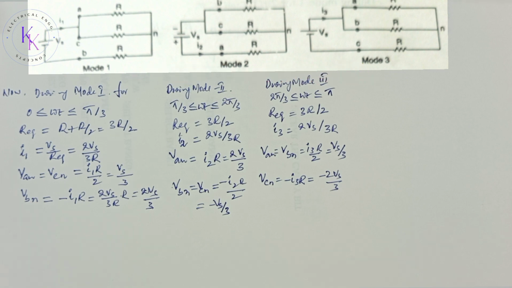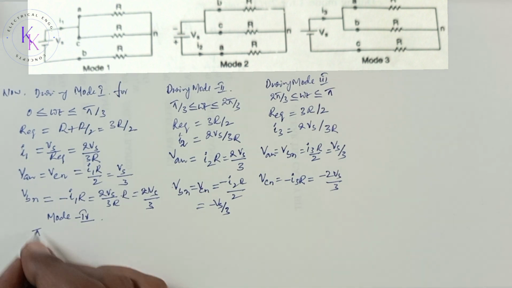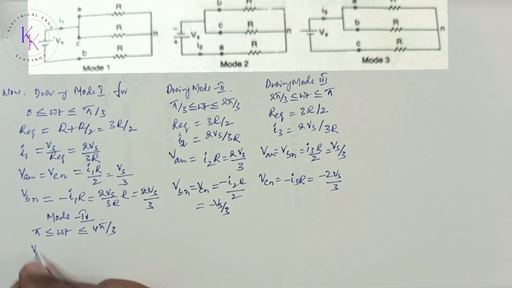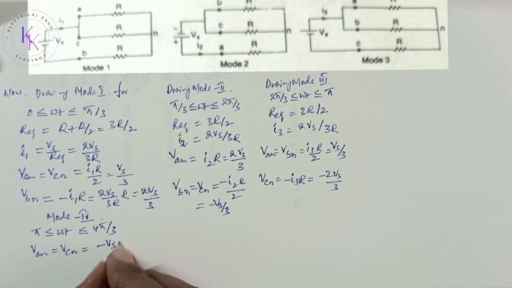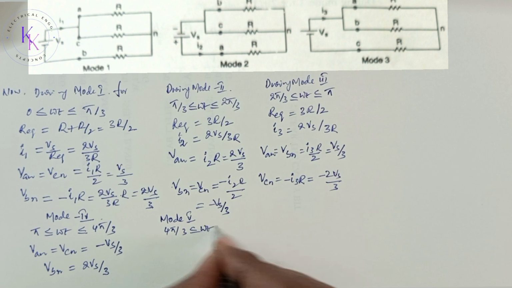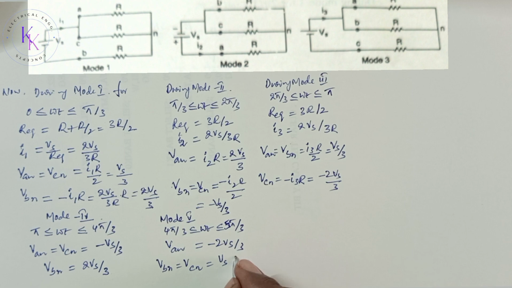If you extend for another 180 degrees, then you are going to get mode 4 for 3 pi by 3 less than or equal to omega t less than or equal to 4 pi by 3, where VAN, VCN equals minus Vs by 3, and VBN equals 2 Vs by 3. Mode 5 between 4 pi by 3 and 5 pi by 3: VAN equals minus 2 Vs by 3. VBN equals VCN equals Vs by 3.